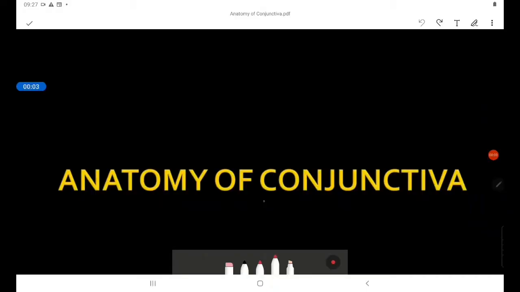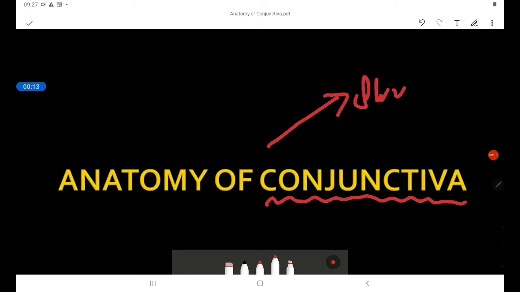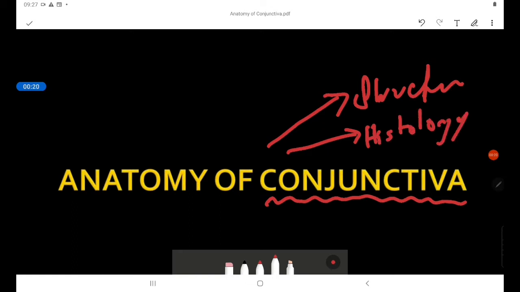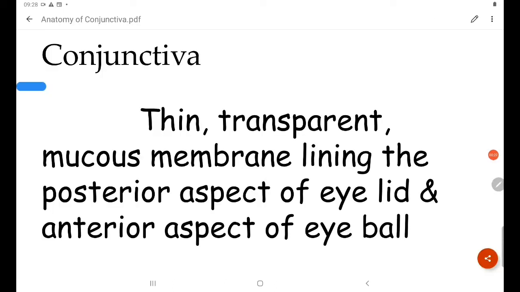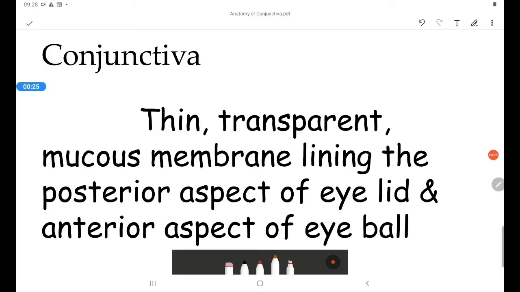Well, the topic for today is anatomy of the conjunctiva. So anatomy means it will include the structure as well as the histology of what is contained within the conjunctiva. As you already know, conjunctiva is a transparent mucous membrane. That's very important to remember. It is transparent as well as a mucous membrane.